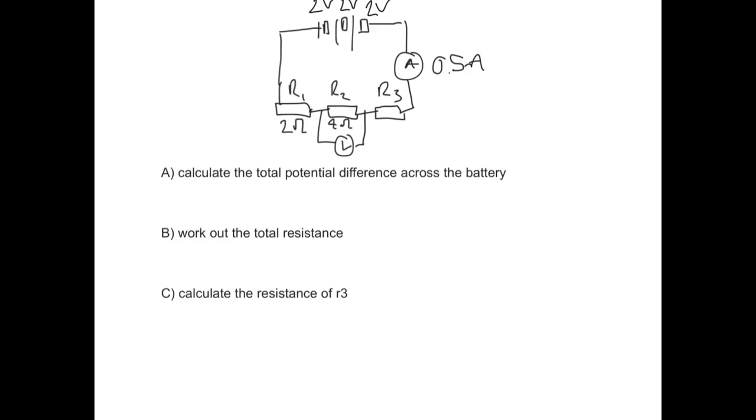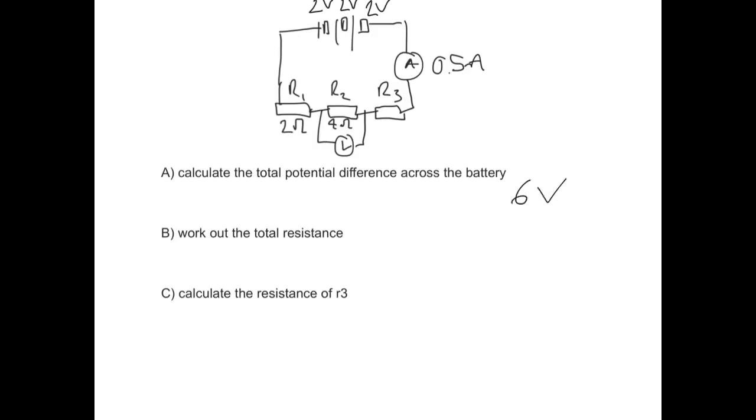So calculate the total potential difference across the battery. Okay, so all you have to do here, because remember potential difference is the same as voltage, is add up those 3 readings, so that's 2 plus 2 plus 2, which is 6 volts. Nice and straightforward.